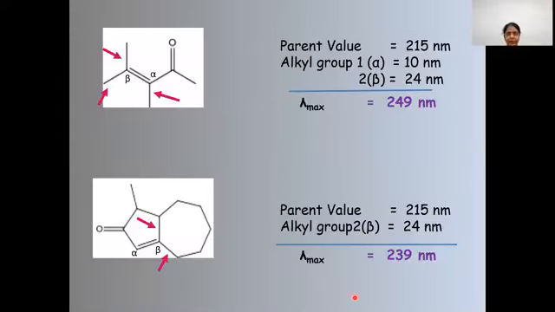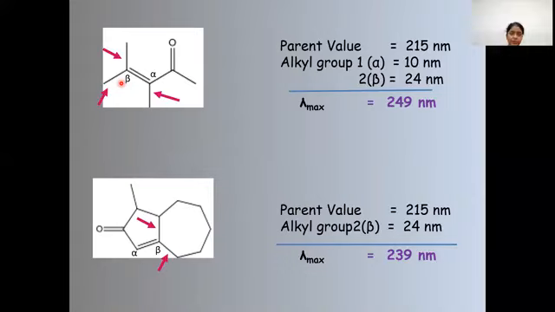Now we come to the calculation part. This is the carbonyl group. Carbon directly attached to the carbonyl group is alpha, and this is beta. Our parent molecule is from the carbonyl group to the beta carbon. So this is the parent molecule from the carbonyl group to the alpha beta carbon.